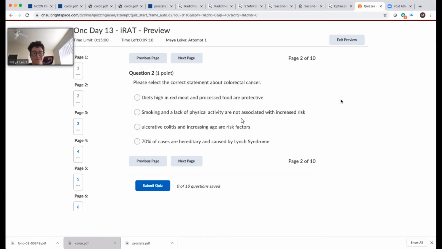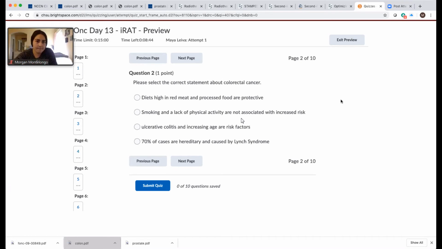So there were a couple of studies that were done looking at low dose aspirin, for example, and even some other NSAIDs because of that blockade of COX-1 and COX-2. And we know that that's part of that proliferation pathway in the epithelial cells in the gut. So then ulcerative colitis and increasing age are risk factors. Is that true or false?